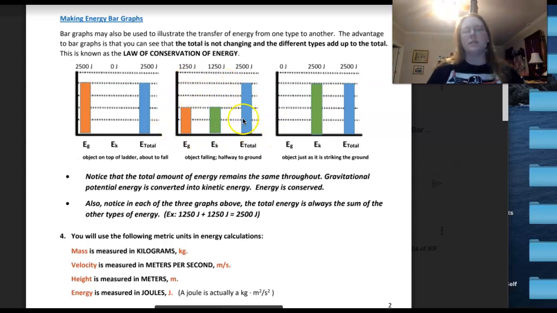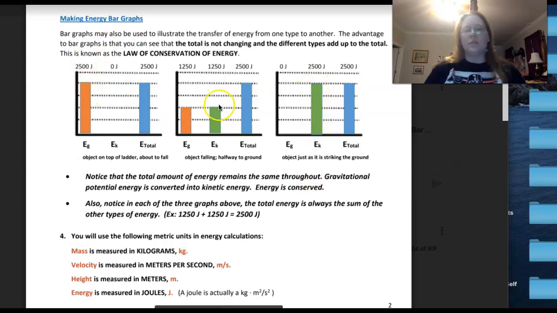So here's the object. It's halfway to the ground. You'll see it has 50-50 on the bar graphs, still equals 100% of total energy. And then here, the object is striking the ground. That means once it's close to the ground, gravity's not really pulling on it anymore, and it's all kinetic.